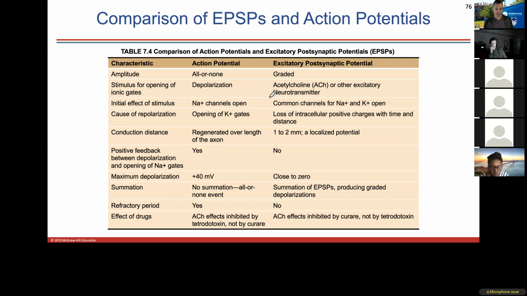Summation, again, it's an all or none event for an action potential. So there's no summation. The summation is what happens on the dendrite or on the soma. Refractory period, yes, on an axon.